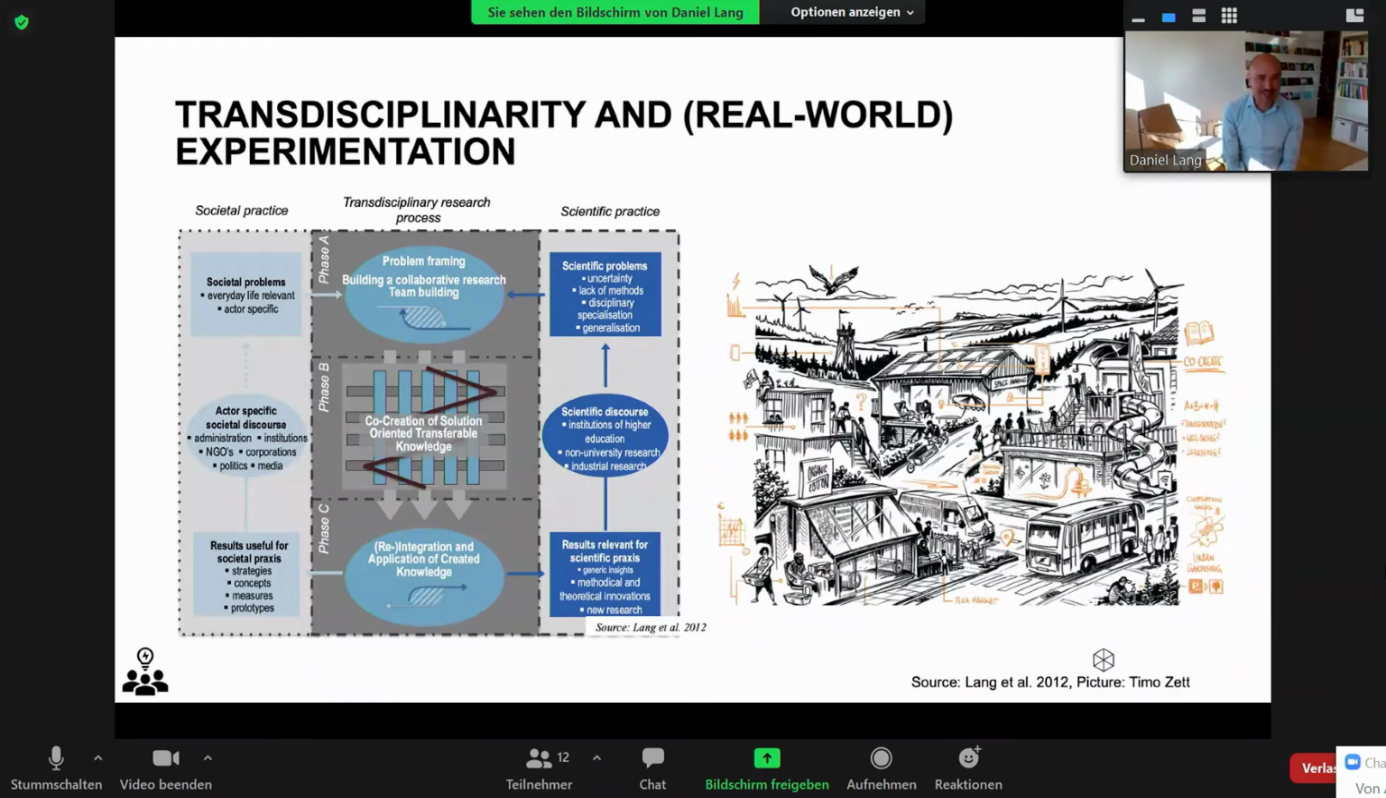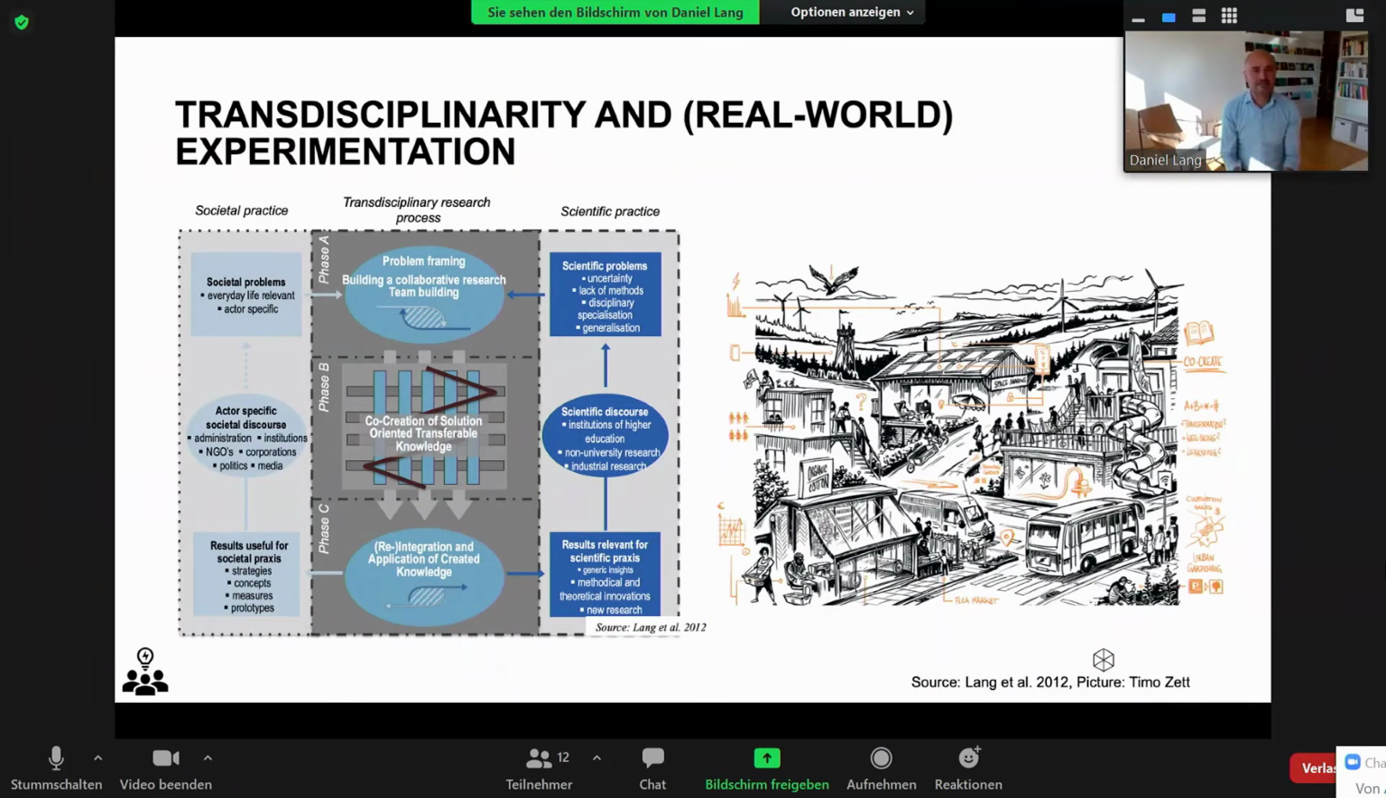So I could now spend the next 30 minutes to talk about transdisciplinarity, but I don't want to do that. But just briefly say, well, in our understanding, transdisciplinarity is a way of doing research. It's a research practice, so it's not our own discipline, because this would already put the term transdisciplinarity ad absurdum, because if we would say, well, this is our own discipline, how can it then be trans? So it's a way of doing research.